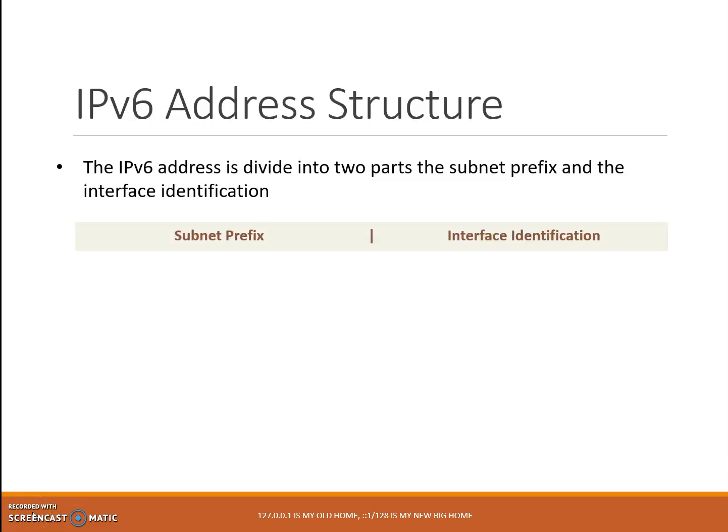IPv6 address structure. The most basic structure of the IPv6 address is the division of the address into some number of bits for the subnet prefix and some number of bits for the interface identification. The interface ID could use as many bits as are left over after subtracting the network bits from the 128 bits available in the overall address.